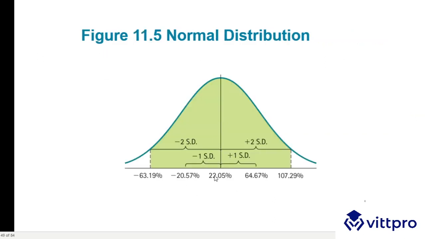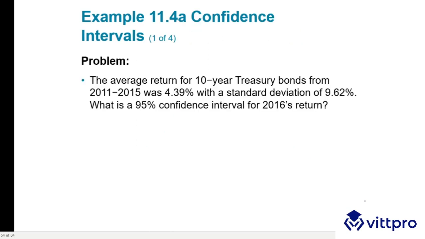So 22% is near 1.5 SD, and plus minus 1 to 1.5 SD will be minus 20% to 64%, and plus minus 2.5 is here at 67%. The rest of it is out. So what is a 95% confidence interval for the 2016 return?